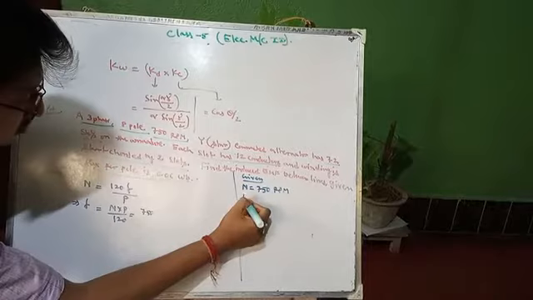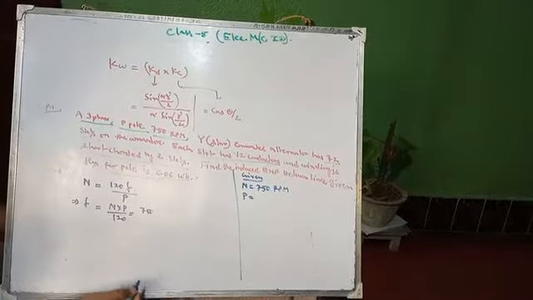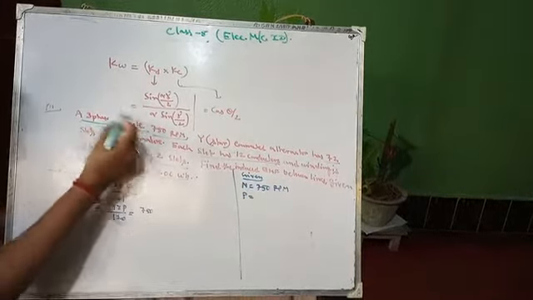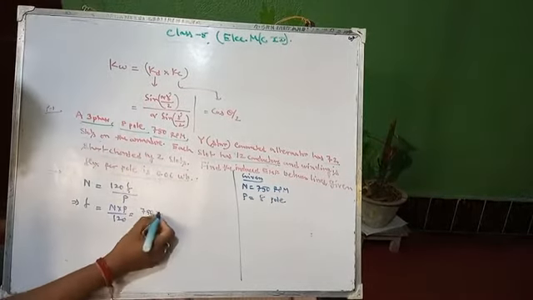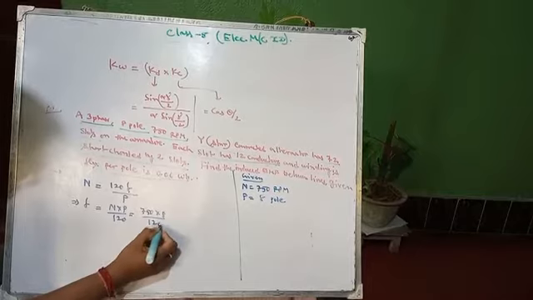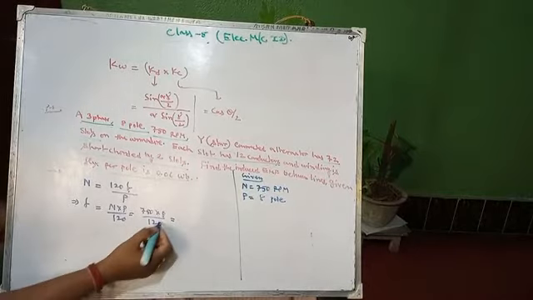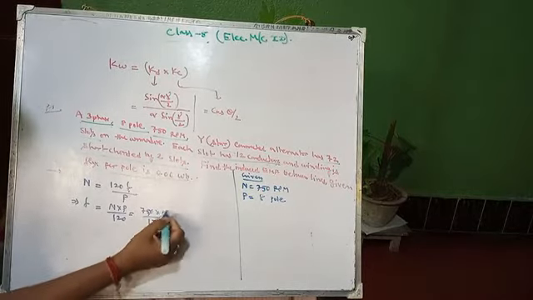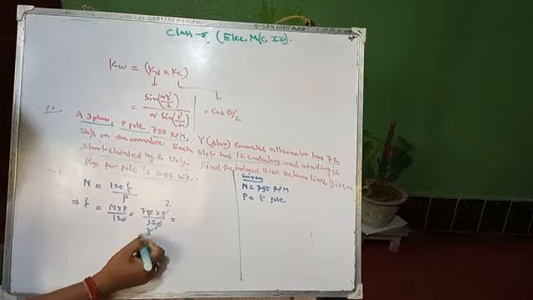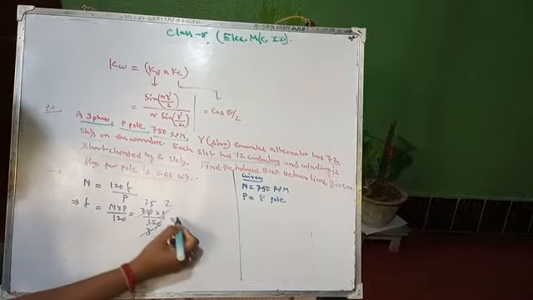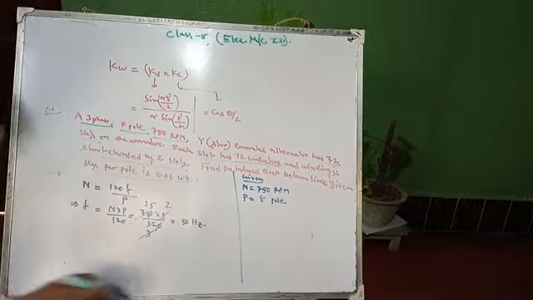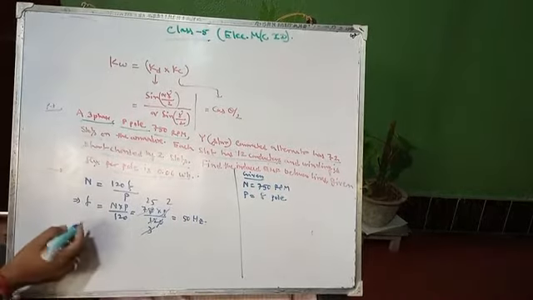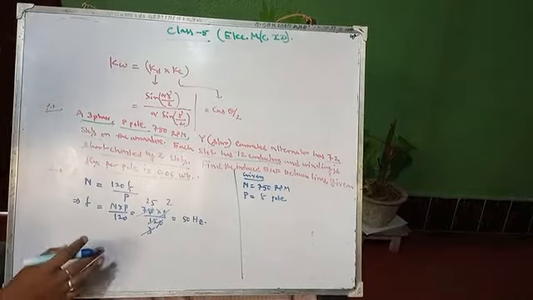So P equals the number of poles. There are 8 poles, so P equals 8, and divided by 120. By calculating it, you can find that the zero cancels out, and you get 50 hertz. So the frequency f equals 50 hertz. Okay, so you can get the frequency first.